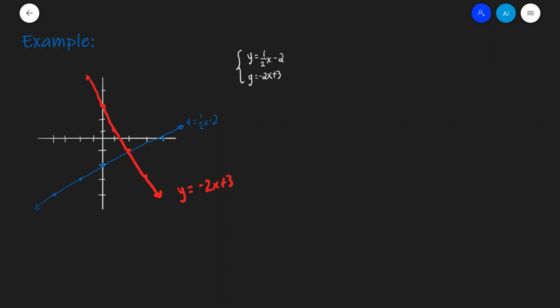Alright, so as you can see, the point at which these two equations intersect is right here at (2, negative 1). So our x is equal to 2, and our y is equal to negative 1, and (2, negative 1) is our solution.